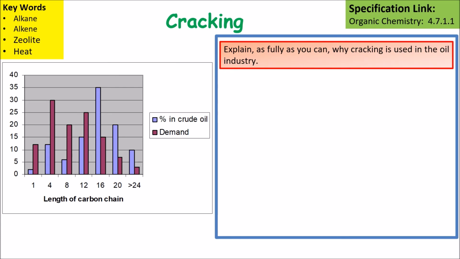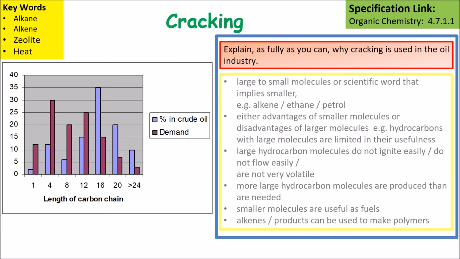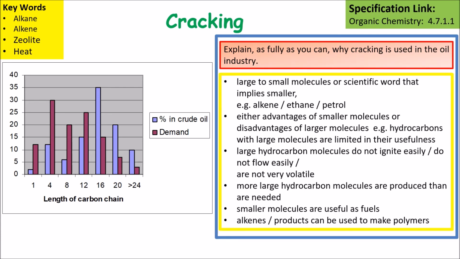So we're looking at explaining why cracking is used in the oil industry. That's because it allows us to break down large molecules into smaller ones. It allows us to make alkenes. So large hydrocarbon molecules do not ignite easily and are less volatile, so if we crack them down into smaller ones, that makes them more flammable and they can be used as fuels. Alkenes can also be used to make polymers.